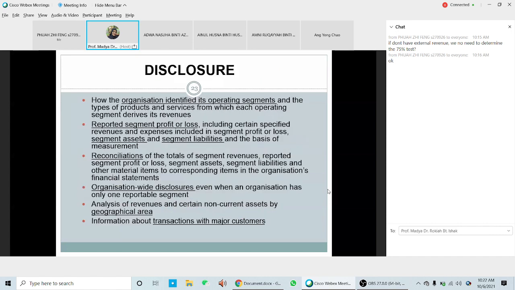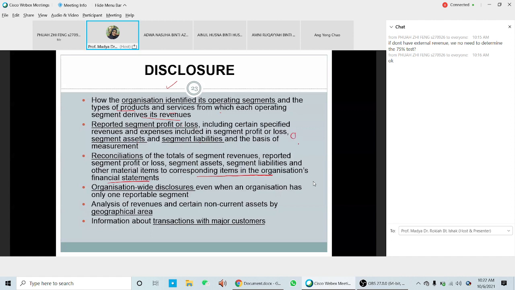Okay, so for the disclosures, the company needs to disclose how they identify their operating segments, either based on type of product and services, or from which operating segment derives its revenue, based on the product or services. And then the other one is reported segment profit or loss, including the segment assets and liabilities. Reconciliations of total segment revenue, reported profit or loss, assets and liabilities, and other material items to the corresponding items in the organization's financial statements.